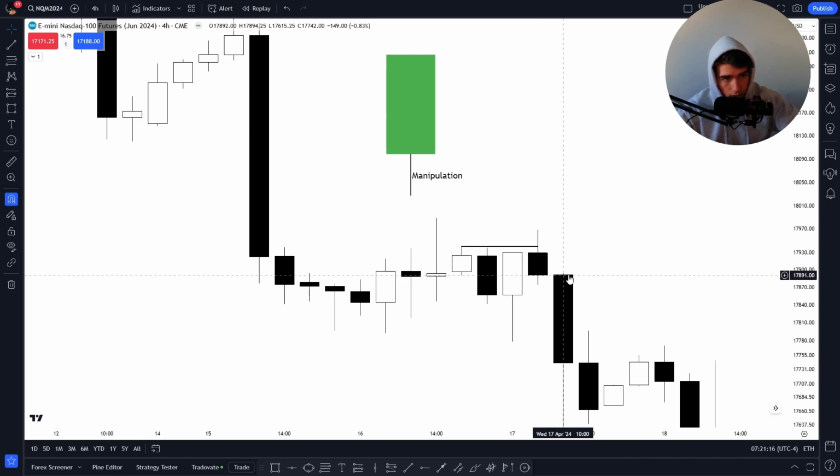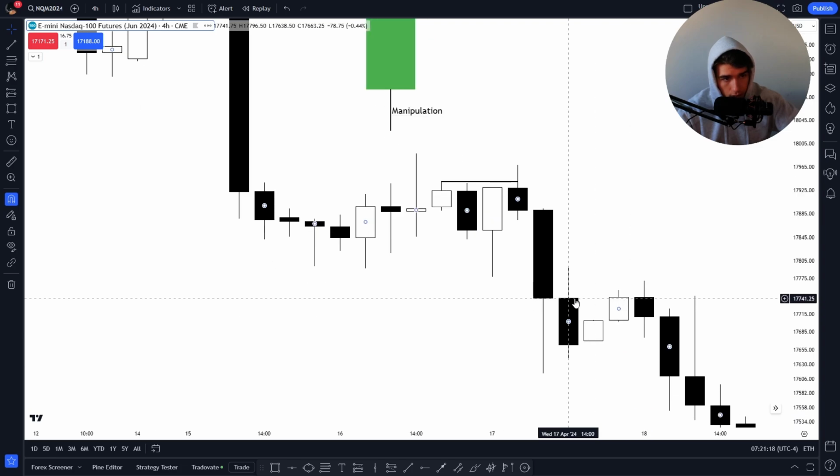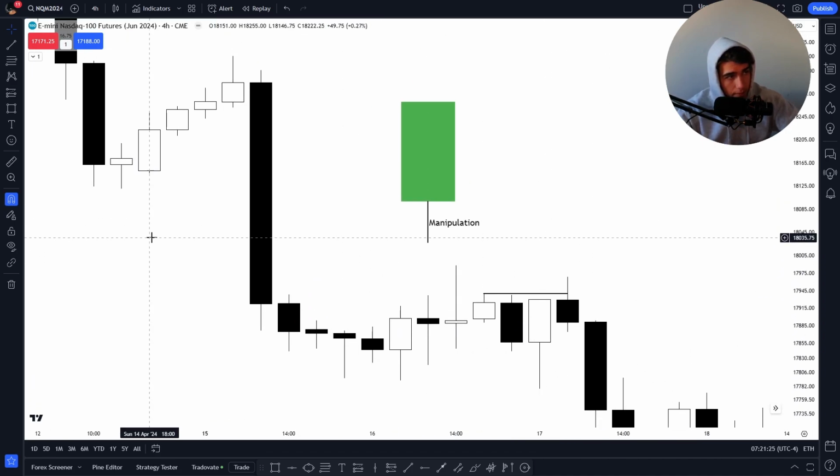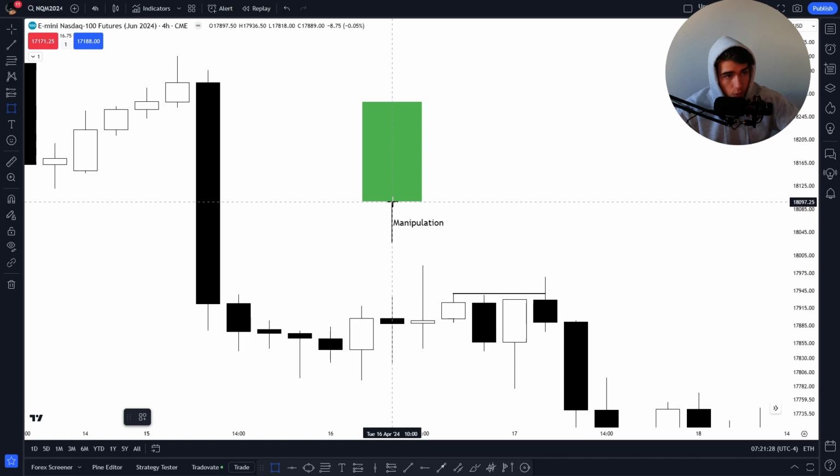We see it again here. Little small pullback, goes down. We see it again here, moves up. That's the manipulation part, moves down. See it again, right? It happens every single time almost. And that is exactly what he wants you to trade.